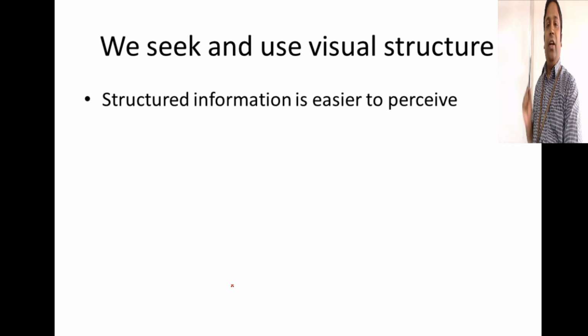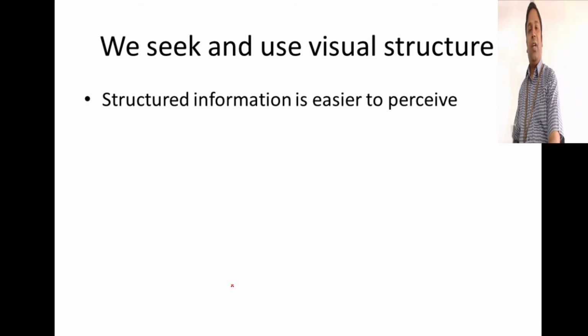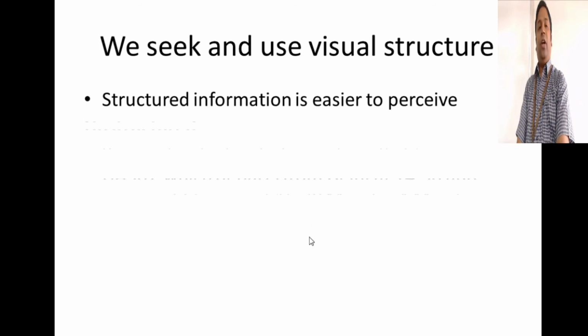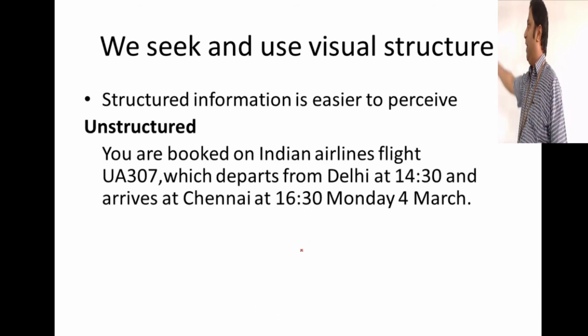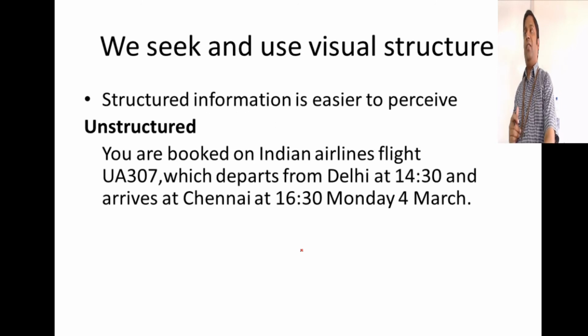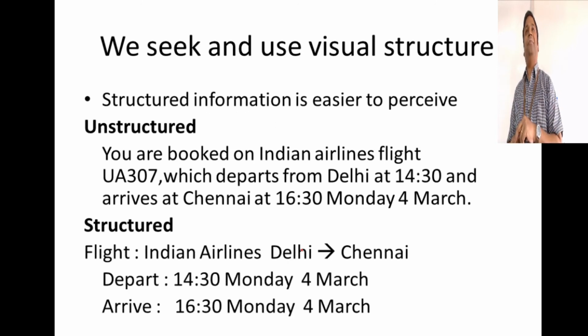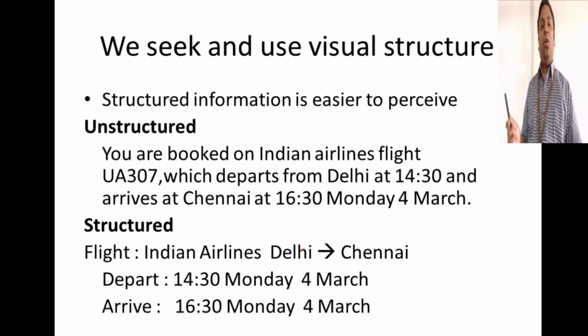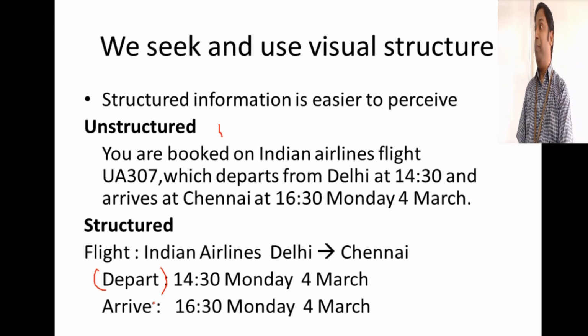Next thing is, we seek and use visual structure. Structured information is easier to perceive. For instance, regarding flight booking, I give information like this on the web page. How difficult it is. Whereas when you take a look at this, regarding the same booking info, I give when he is departing, when he is arriving, what the flight is. So structured information is very easy for us. If I want to just know the departure, I can very well focus on this particular thing. So don't dump information, copy-pasting it like that, in your web pages.